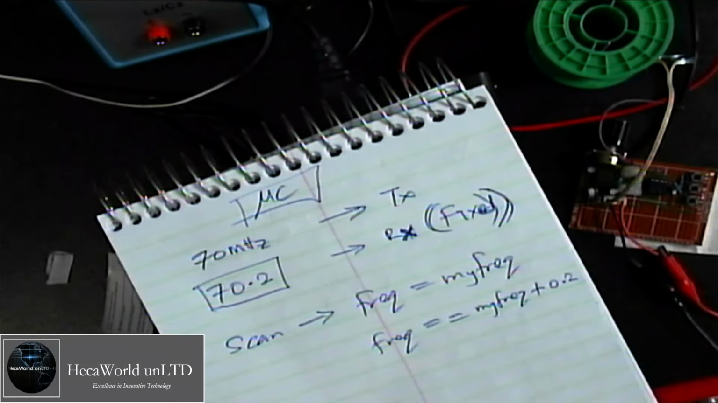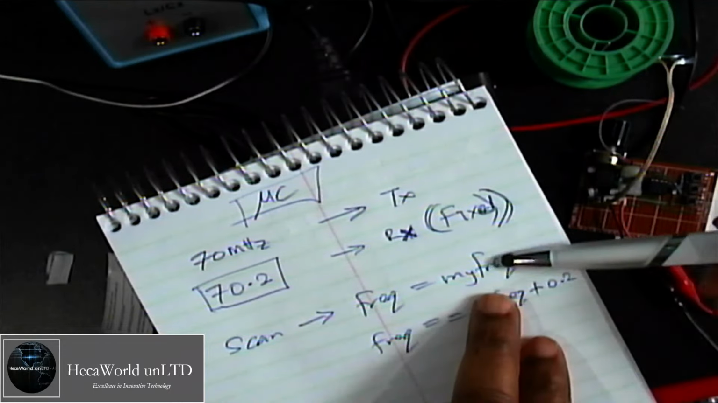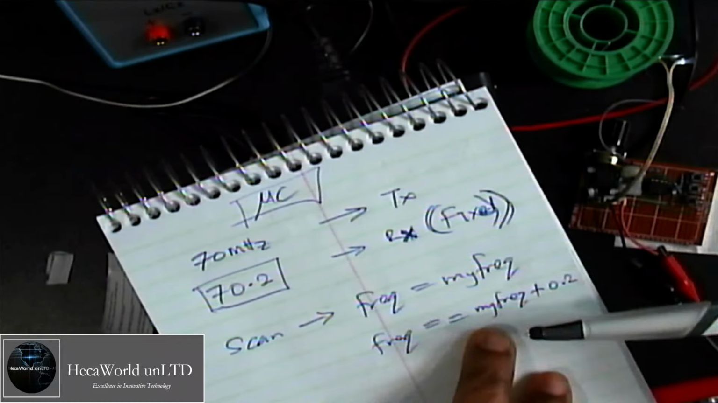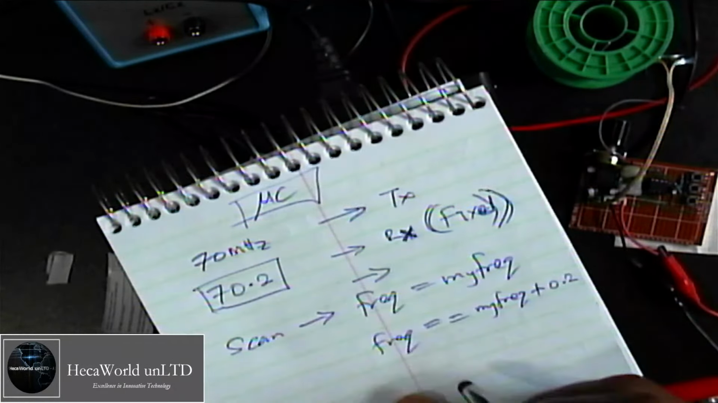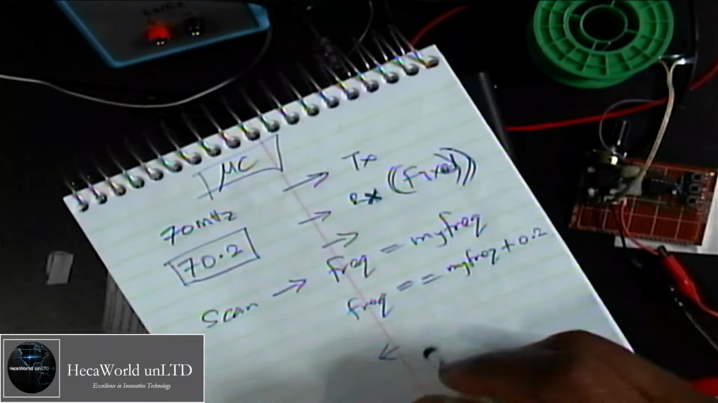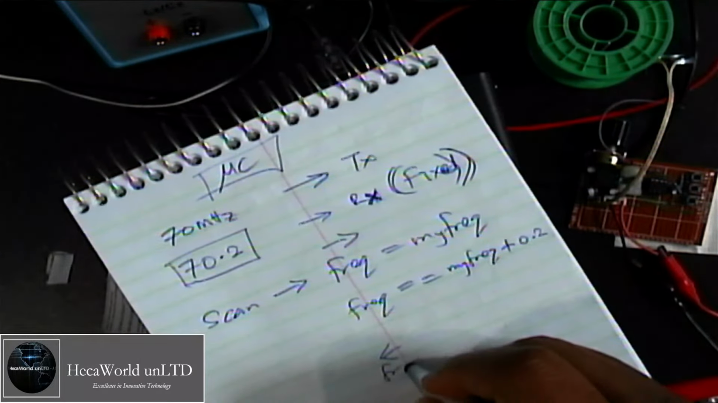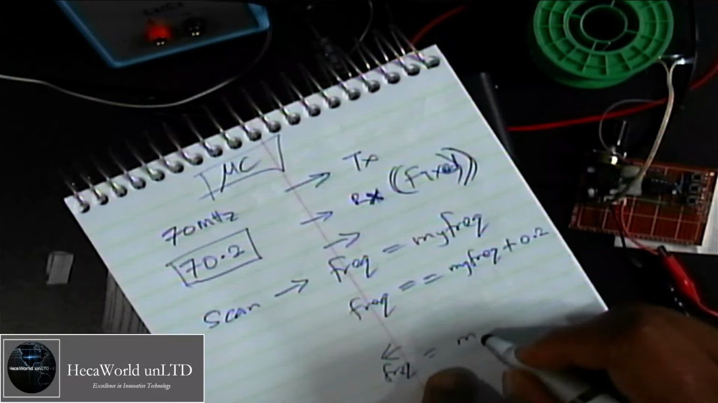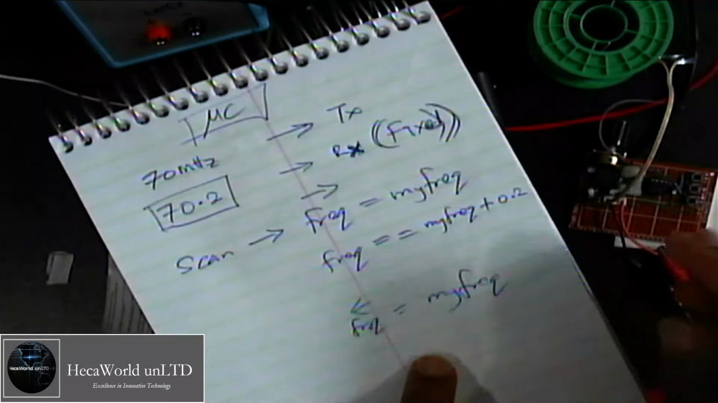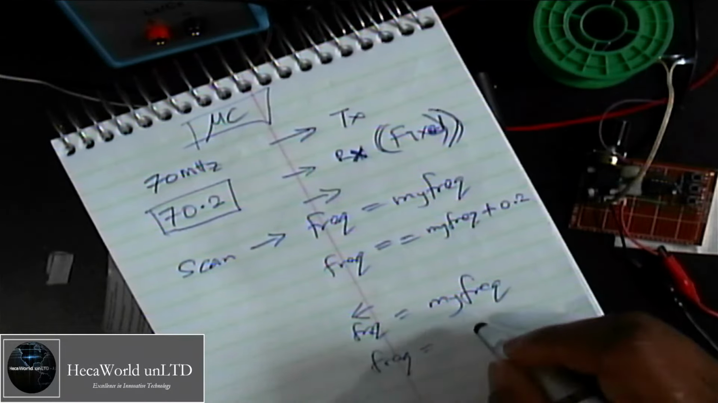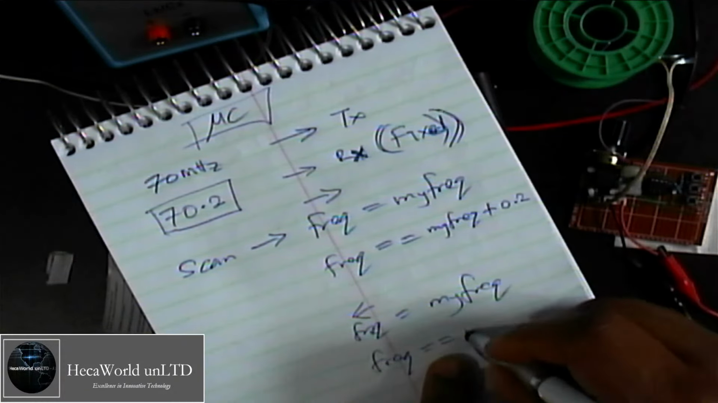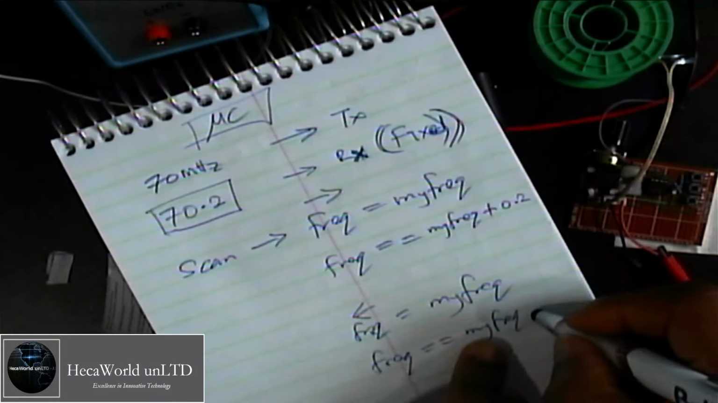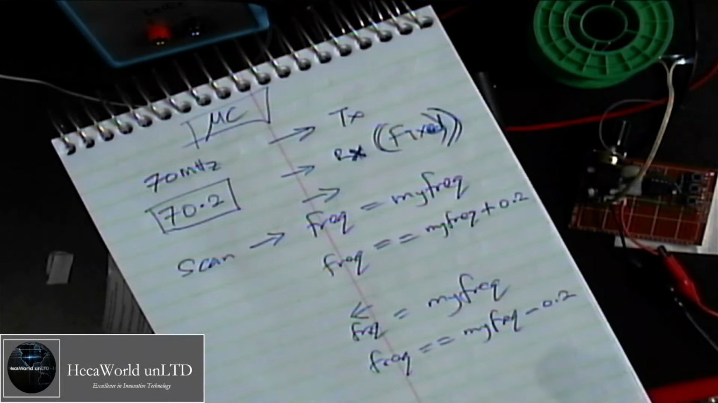So instead of returning your frequency as the new frequency, it will return the next frequency. And you can do this when you're scanning up, and also when you're scanning down, you do a similar thing. I want to copy and paste, but I'm writing with pen. So when frequency becomes my frequency while you're scanning down, you assign to the frequency my frequency minus 0.2. So we'll skip your frequency to the next lower frequency.